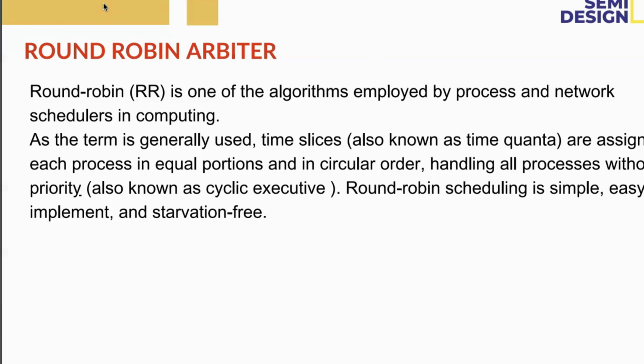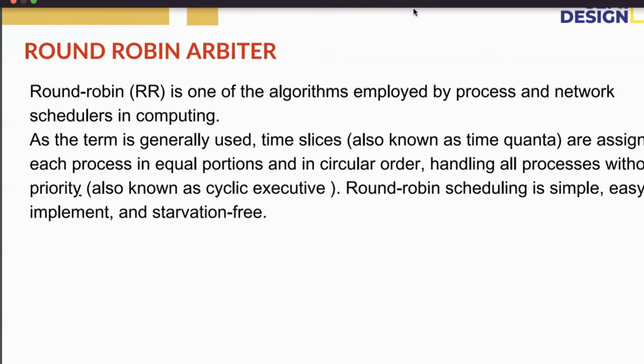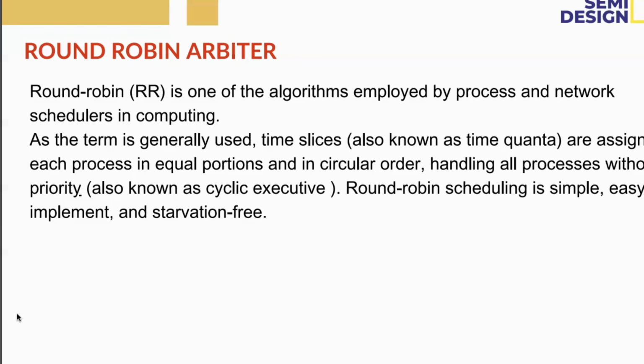Will this priority be always sequential, or whichever comes first? Like 1, 2, 3, 4, 5, it will go continuously, not randomly. It goes continuously in a sequential manner, and after the last master is completed, it should come back to the first master only, not in between to the third master or fourth master. After completion of the last master, it should come to the first master only. Okay, that is nothing but round robin arbitration.